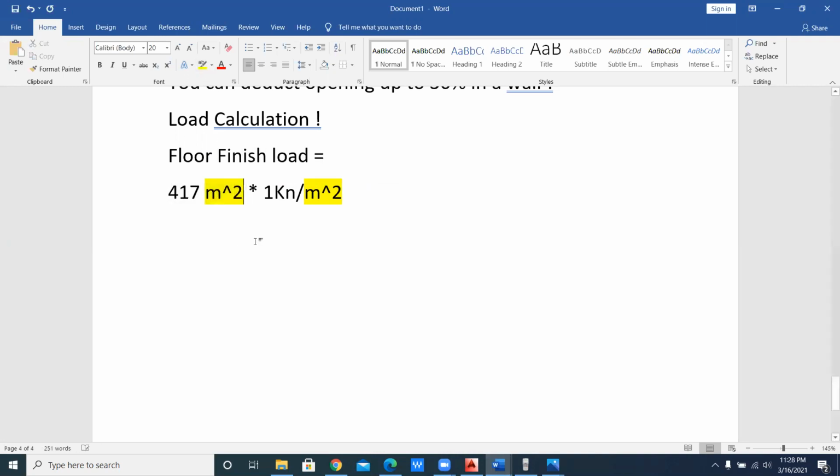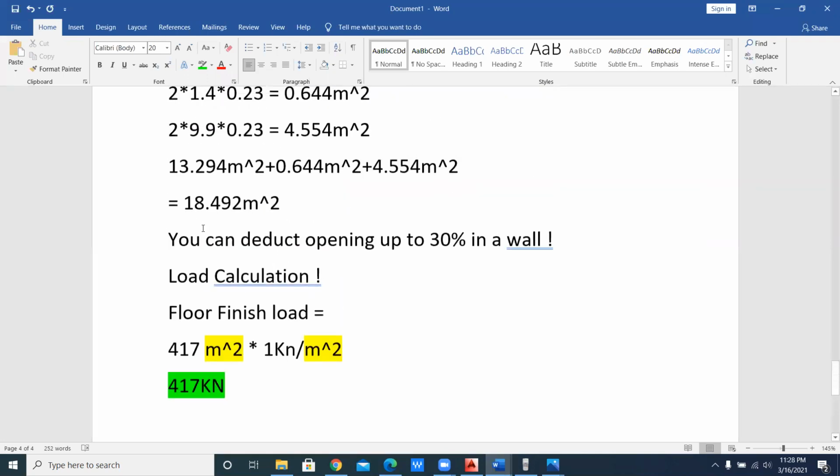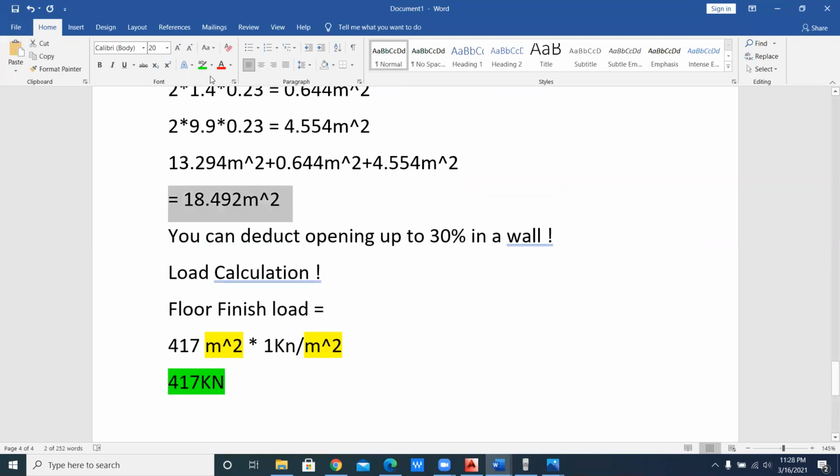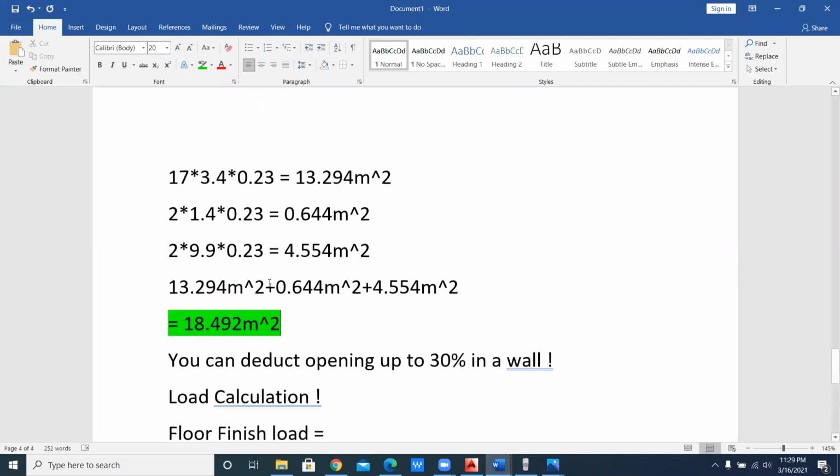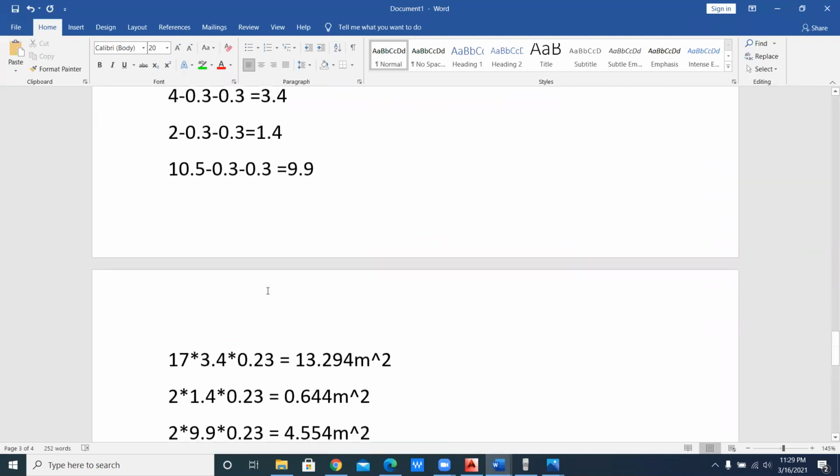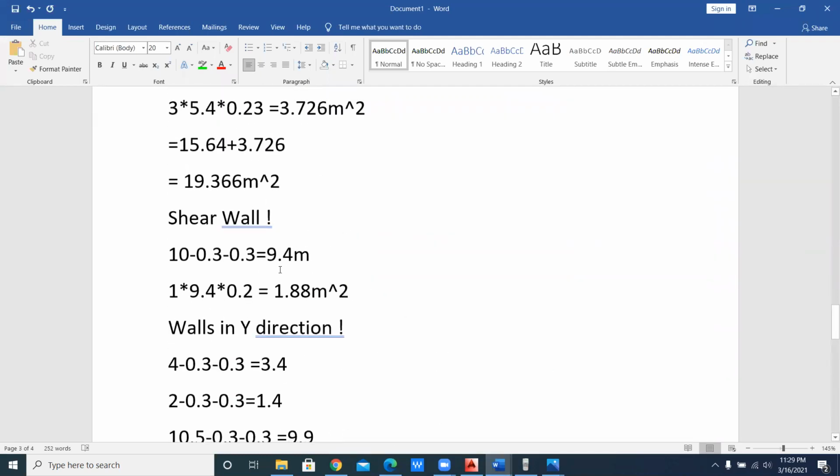Okay, it means that this one and this one are cut, then how much is remaining? Then only 417 kilonewton is going to be remaining. Okay, this one I'm going to color the value to make it safe from confusion, because otherwise it will make me confused.